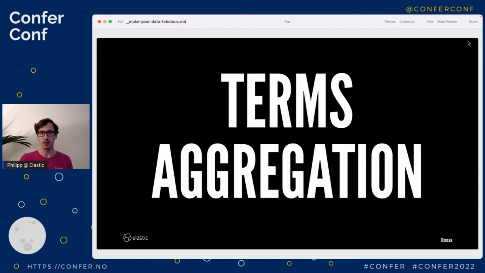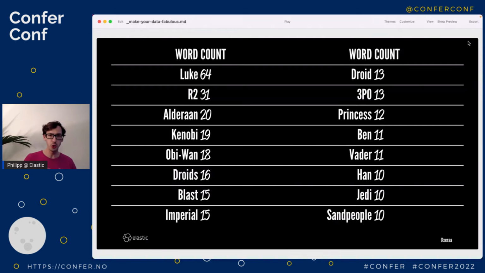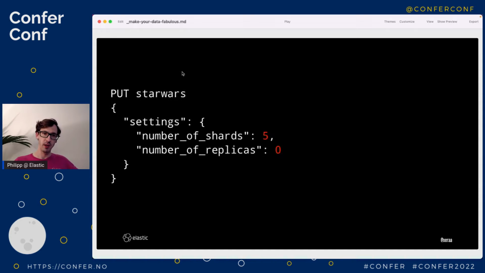My sample here will be a bit simpler than millions of documents. I'm using the most common words of the historically very first Star Wars movie. So back in the days, the very first one that came out. And somebody luckily did the counting for me. So it says that Luke appeared 64 times in the movie, R2 31, Alderaan 20, Kenobi 19, etc. So what I'm doing is I'm storing 64 documents with Luke, 31 with R2, etc. And then I want to run this term aggregation to basically find out again that Luke is the most common term and appears 64 times.